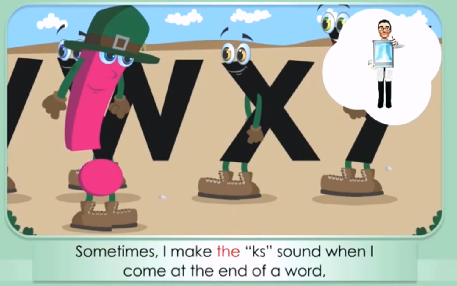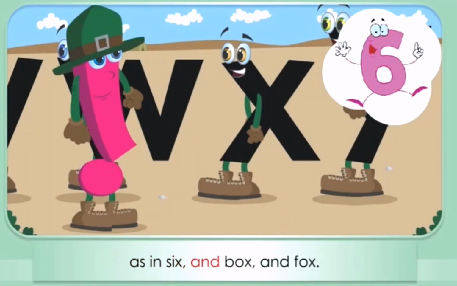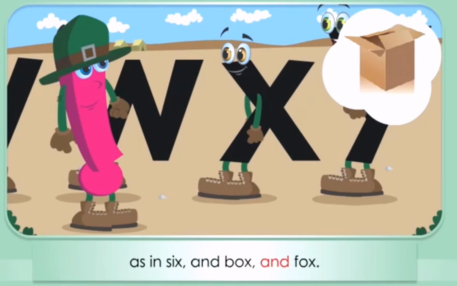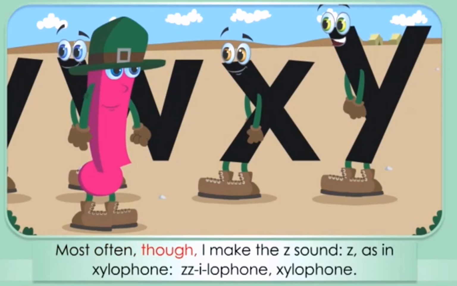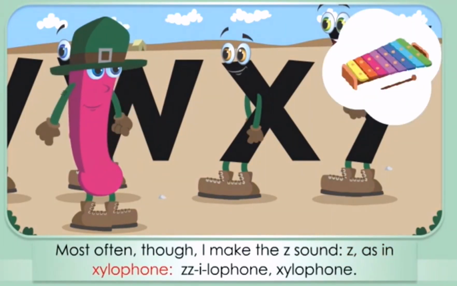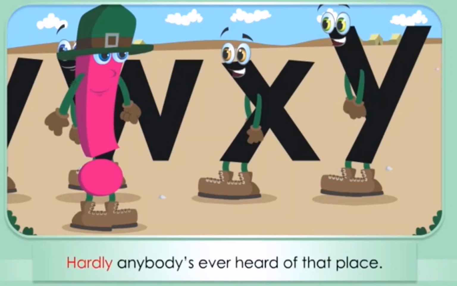Sometimes I make the X sound when I come at the end of a word, as in six, and box, and fox. I see. Most often, though, I make the Z sound, Z, as in xylophone, Z-I-lophone, xylophone. Or like that place called Xanadu. Hardly anybody's ever heard of that place.